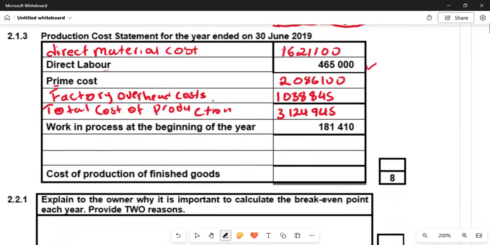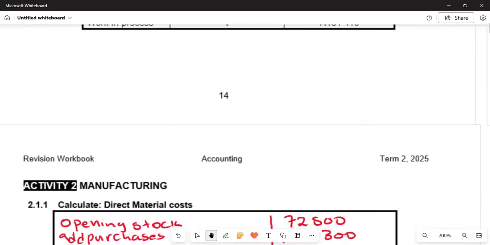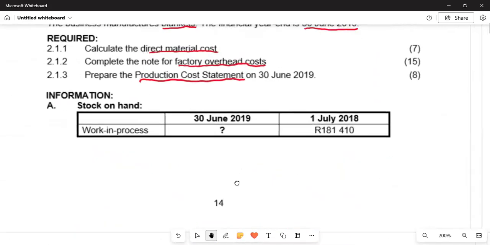So we have work in progress at the beginning of the year. So one can ask, where do we get this work in progress at the beginning of the year? It's very important to know where we take that amount from. This is under the information A, stock on hand. This is our work in progress at the beginning of the year. Remember, we don't know it at the end of the year. So we are going to take that amount, 121,410.